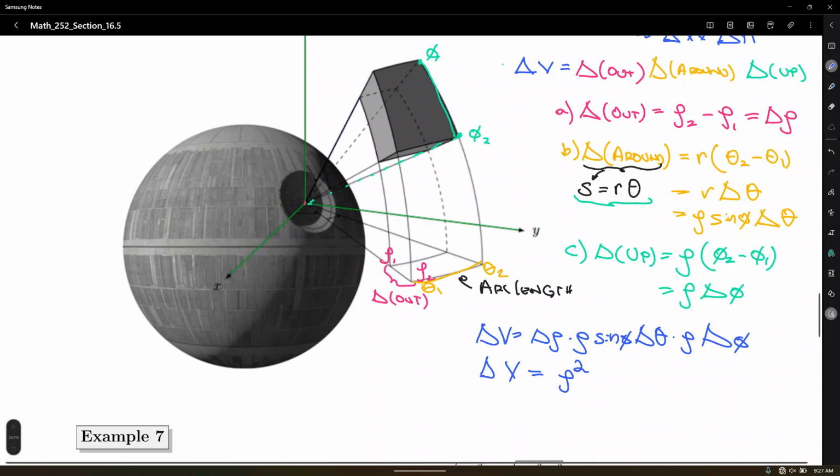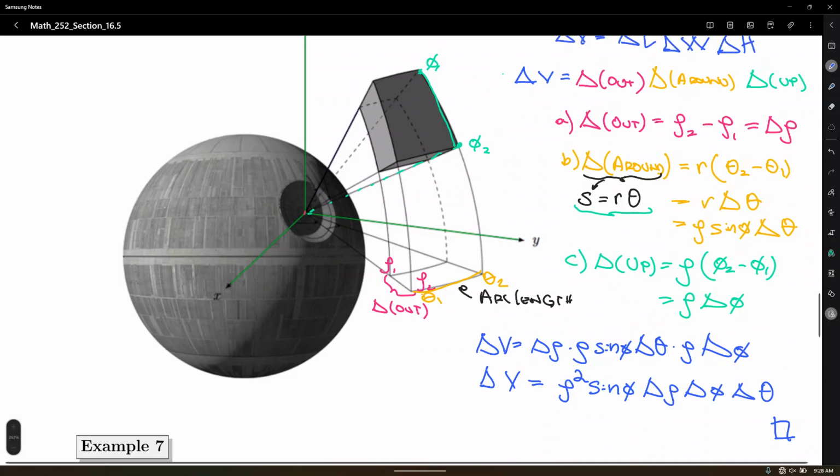Isn't that the rho squared you see in the differential in the integral? And then sine phi delta rho delta phi delta theta. And this is where the differential comes from. In this case, I'm doing this in terms of deltas because it's a finite partition. However, if we slice the sphere into infinitely many of these twisted rectangles, those deltas become these, right? By Riemann sums.